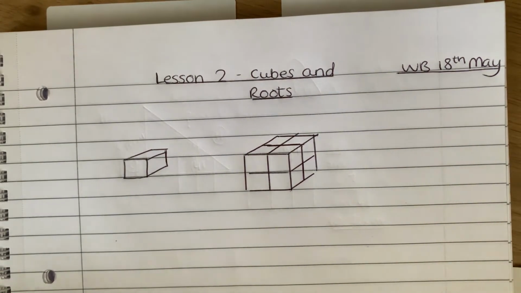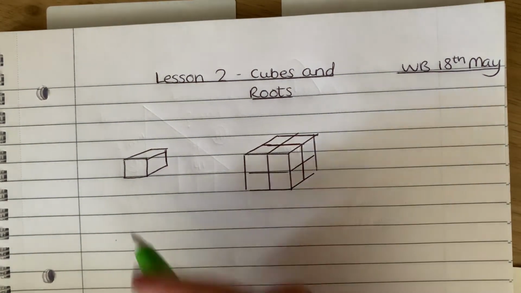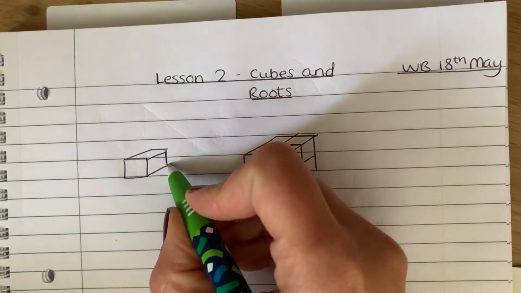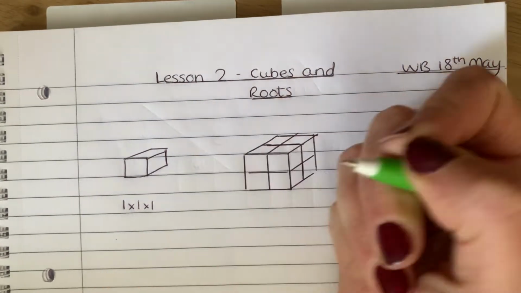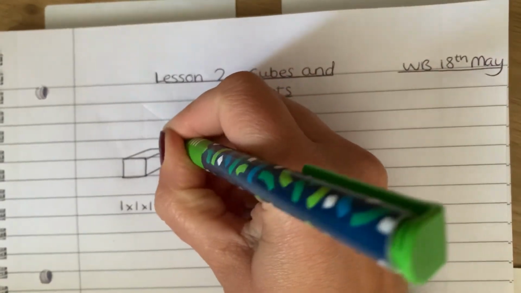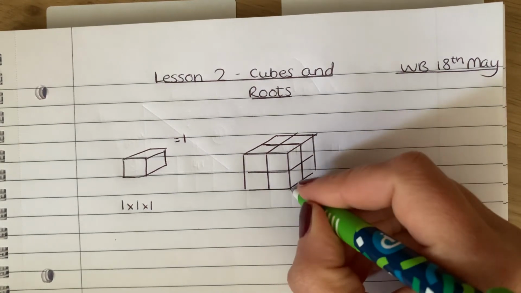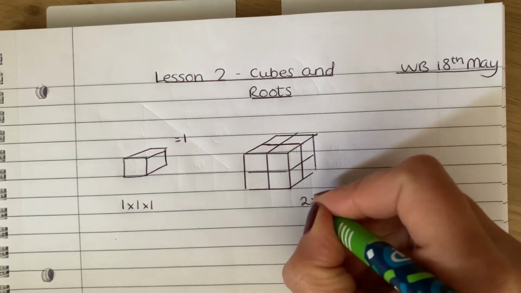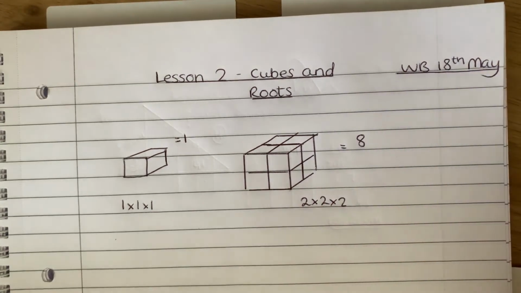Right, next thing we're going to look at is cube numbers and cube roots. Now, square numbers make squares. Guess what? Cube numbers are made from cubes. So this one, which is a 1 by 1 by 1. 1 times 1 times 1 is 1, so 1 is a cube number. This one, 2 by 2 by 2, apologies for the diagrams, 2 by 2 by 2 is 8. So 8 is a cube number.